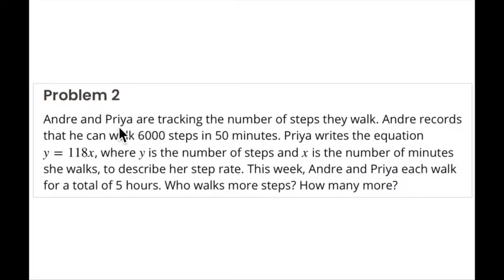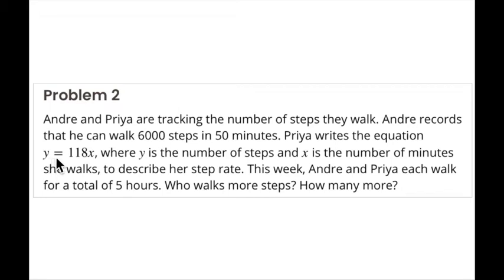Andre and Priya, they're keeping track of the number of steps they walk, and they walk a certain number of steps per a certain amount of time in minutes. So Andre says, gee, I can walk 6,000 steps in 50 minutes. So he records that he does that. Priya writes an equation for her walk, 118 times x, and they tell you y is the number of steps. So you are going to calculate how many steps given how much time she walks. So in x number of minutes.